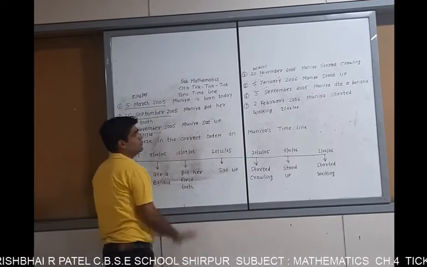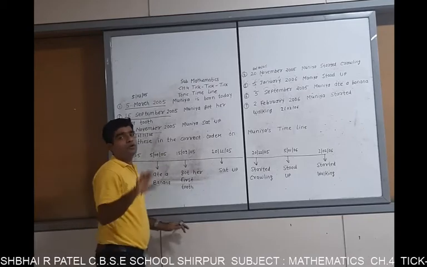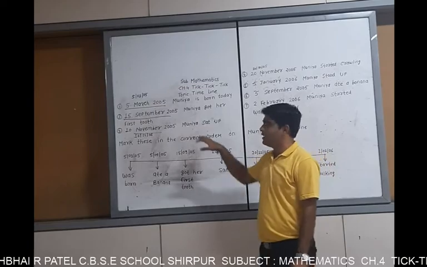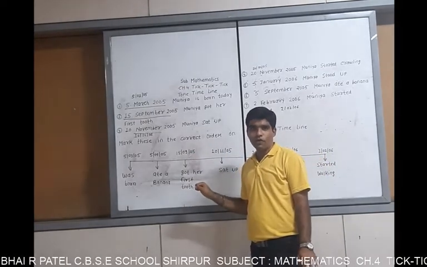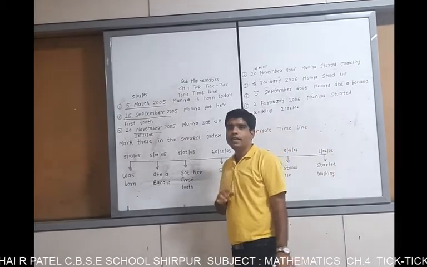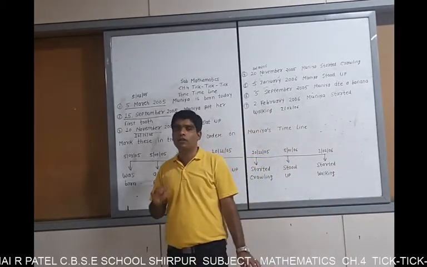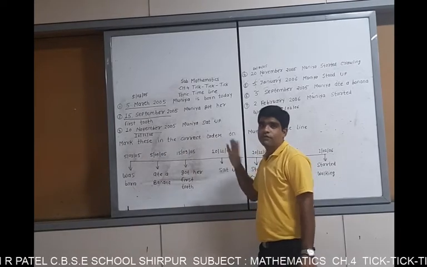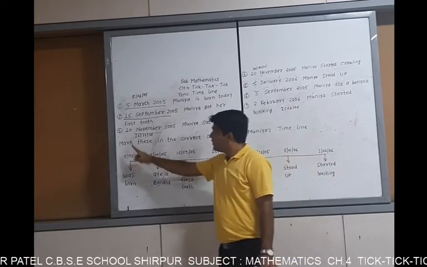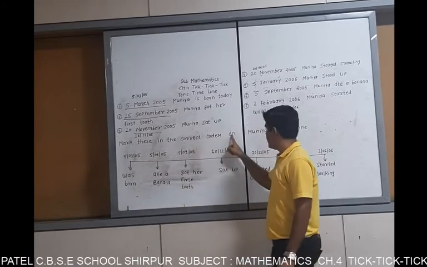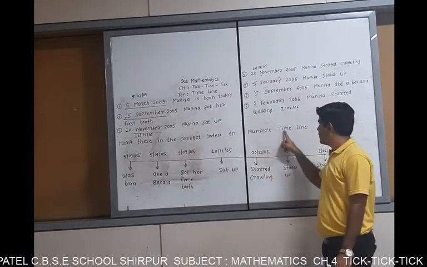Now our question is what? We have to draw the timeline. This is all about Munia which we have given to you, and we have to draw the timeline. It means that we have to draw it in the correct order. First of all, your question is: mark this in the correct order on Munia's timeline.